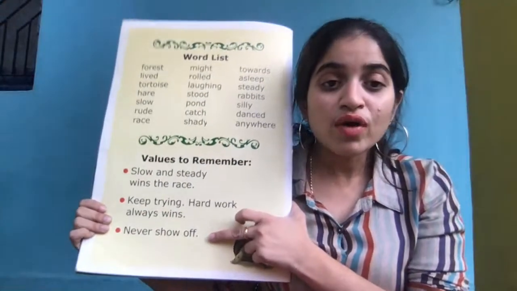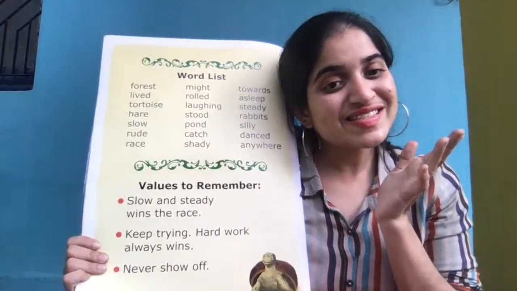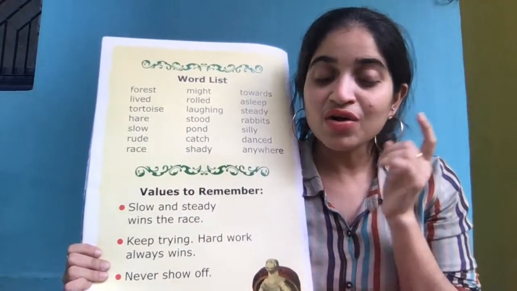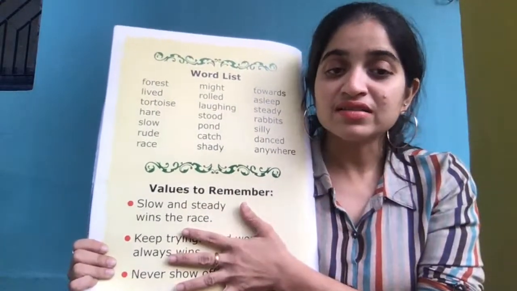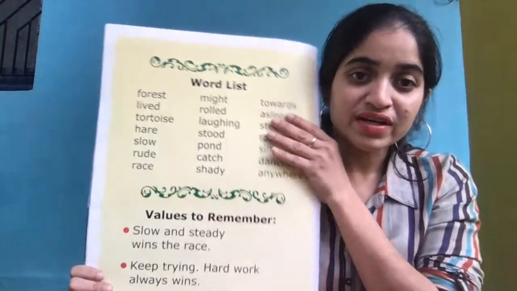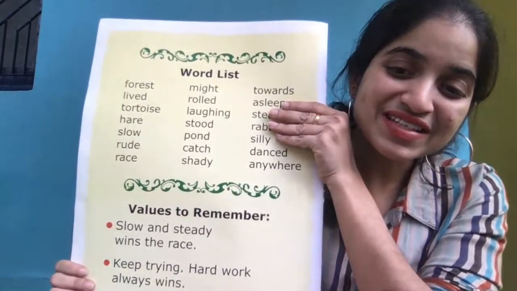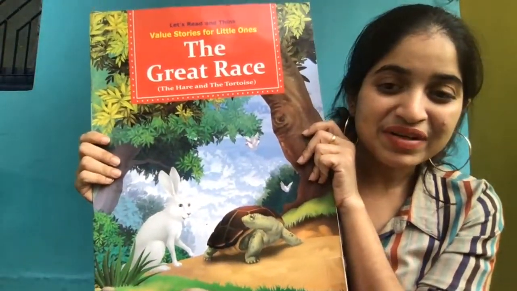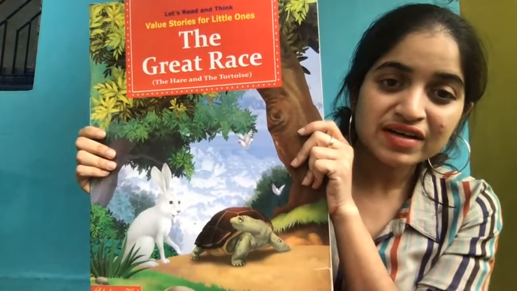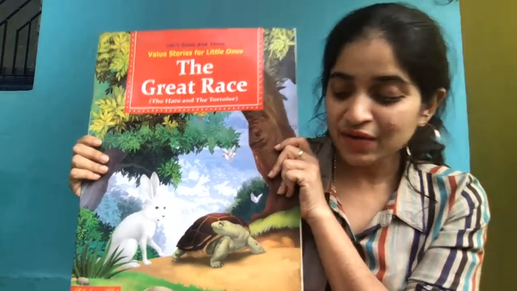Okay, children. What is the takeaway from the story? Slow and steady wins the race. Hard work always wins. You should never show off. These are the morals of the story. So, this is the story of the hare and the tortoise, the great race.